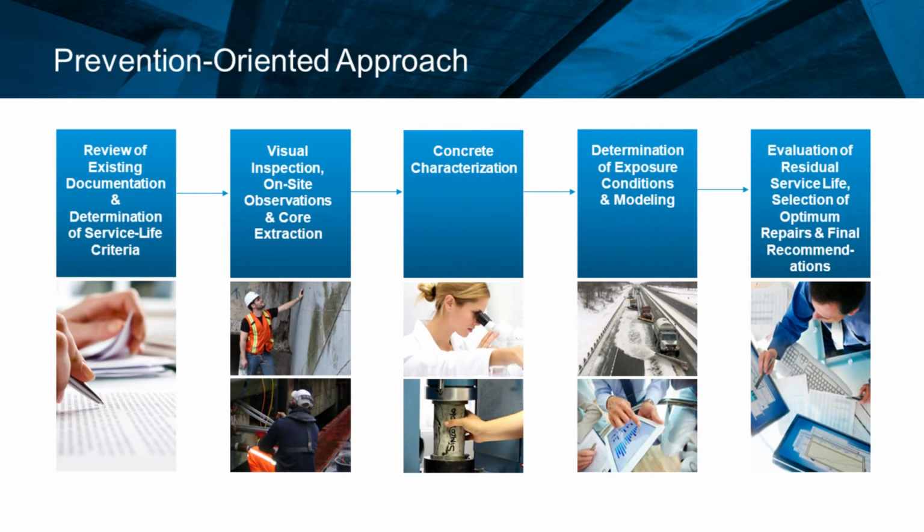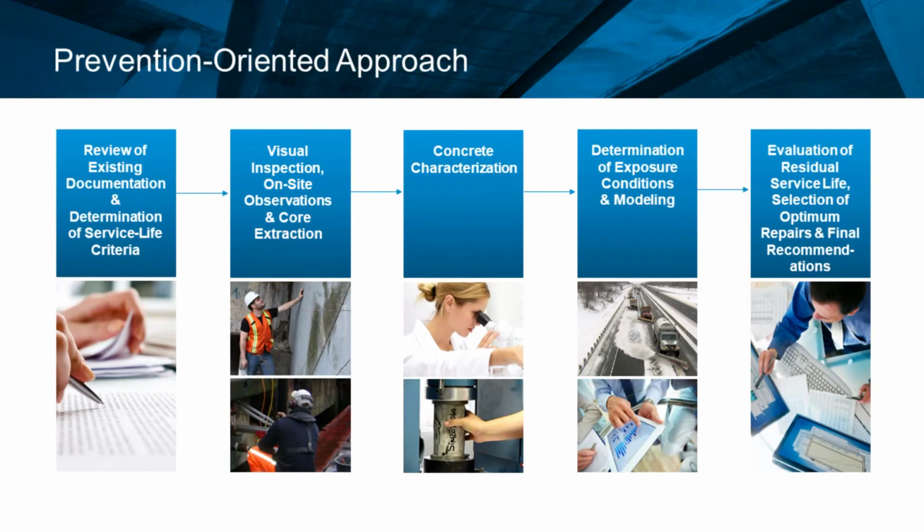Another step is concrete characterization. So we have to determine a few properties of the concrete if we want to predict or determine how things evolved in the past and predict in the future how it will continue to evolve. We also need to, as I just mentioned, evaluate the current state of contamination and degradation. So this is done by testing. And in the end, we can come up with a repair plan and a remaining service life evaluation that is based on actual data.